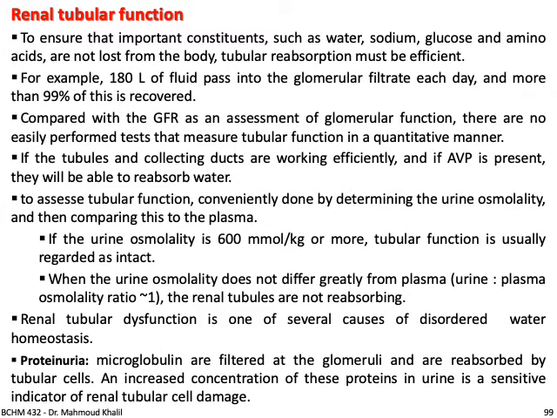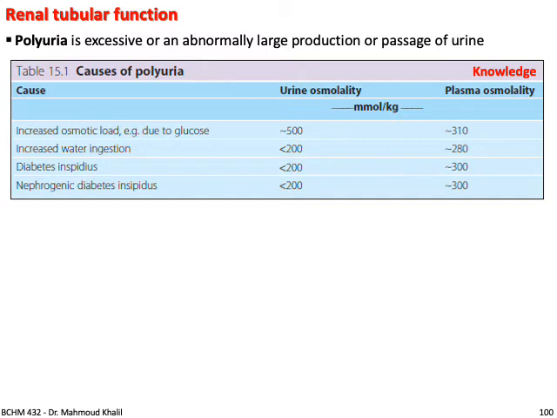Going back to proteinuria, the microglobulins are filtered at the glomerulus and again reabsorbed by the tubular cells. An increased concentration of this protein in urine is a sensitive indicator of renal tubular cell damage. If you look at this table, it's also for knowledge. It shows the causes of polyuria, which is an excessive or abnormally large production or passage of urine. So you can see how the urine osmolality differs from the plasma osmolality, which leads to polyuria.